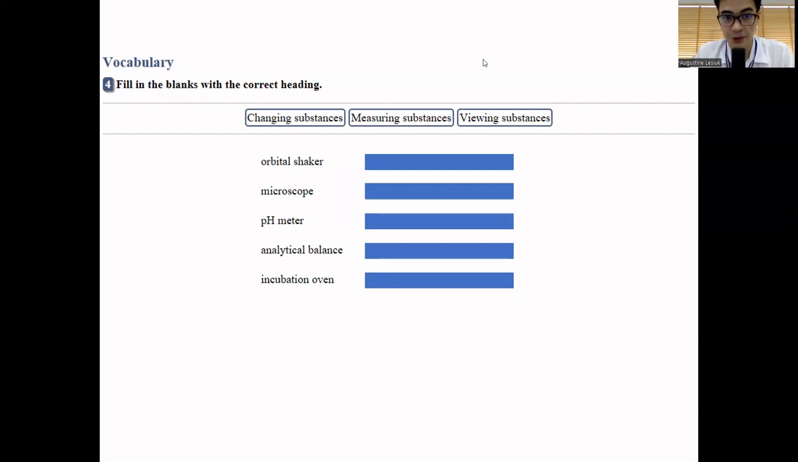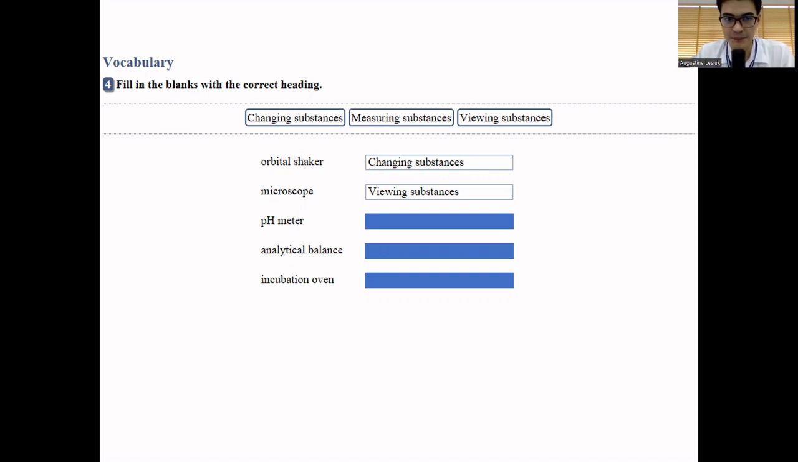Here are the answers. For the orbital shaker, we use that to change substances. So as we talked about earlier, the orbital shaker mixes two different substances together by shaking them, right? So by doing that, by mixing them, we're changing the form of those substances from one form to another. Next, the microscope is used for viewing substances. As we talked about earlier, the microscope helps us see very small things like cells or very small materials.